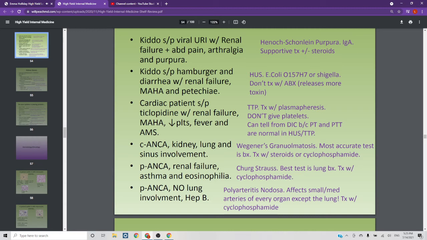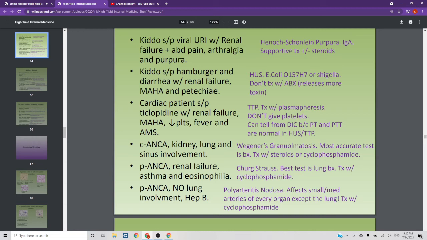So a patient who has C-ANCA, kidney and lung and sinus involvement, and they're peeing blood. Wegener's, good. P-ANCA, asthma, eosinophilia. Churg-Strauss. P-ANCA, no lung involvement, and they might have Hep B. Yeah, here's polyarteritis nodosa. Good.